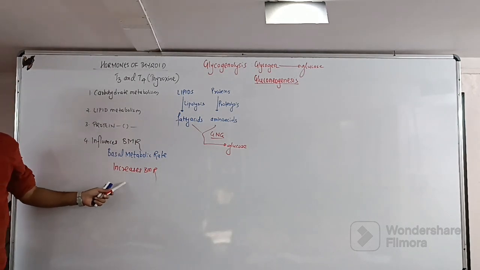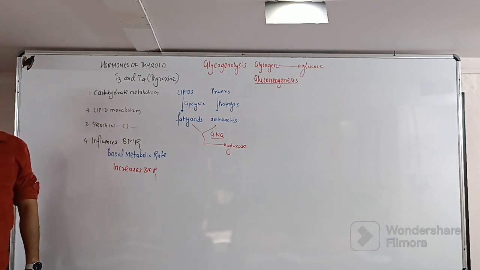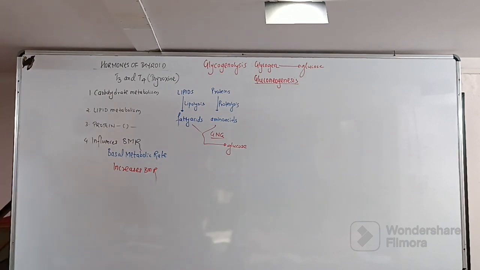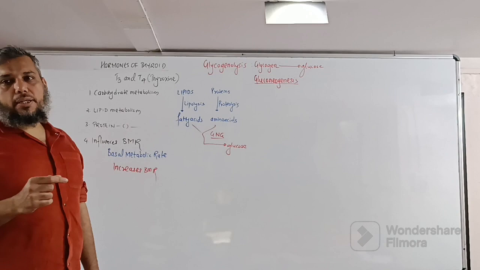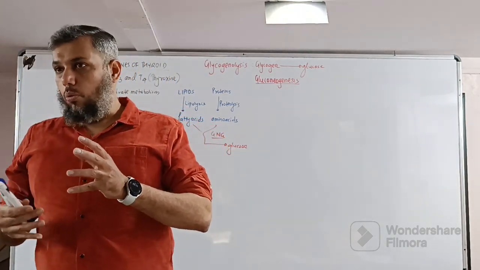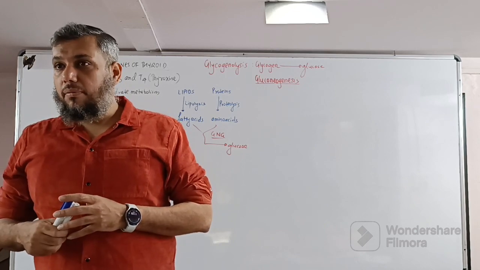Understood this point? Thyroxine increases the basal metabolic rate. आया समझ में? सबको बेसल मेटाबॉलिक रेट समझ में आया? और थायरॉक्सिन बेसल मेटाबॉलिक रेट को क्या करता है? कम करता है कि बढ़ाता है? So can I indirectly say that thyroxine can influence your body weight? It can help in body weight management.